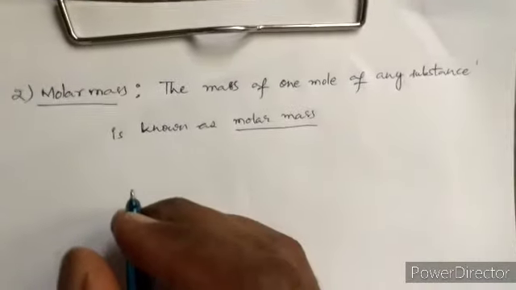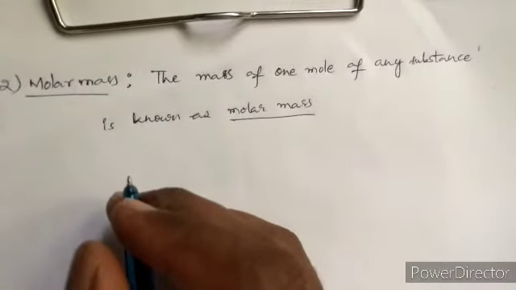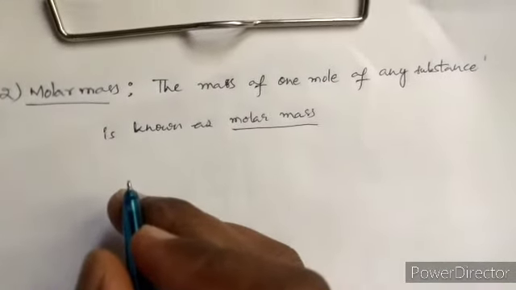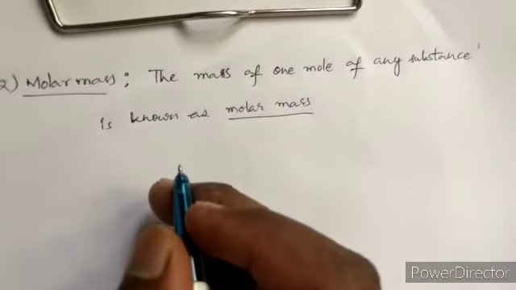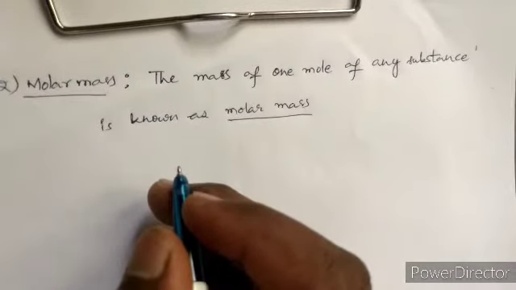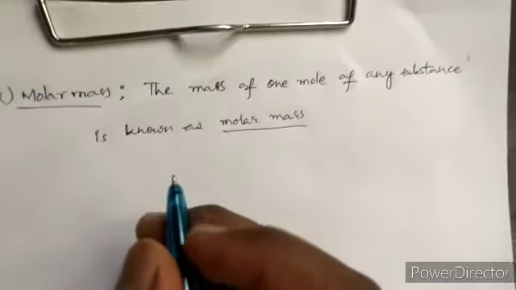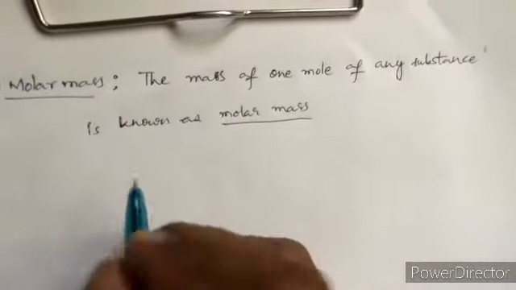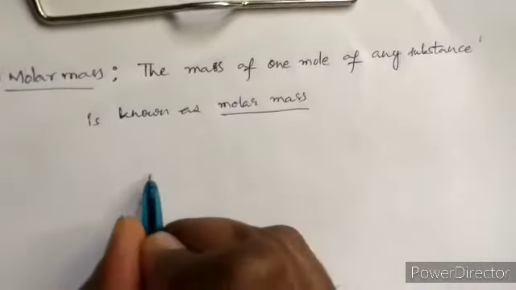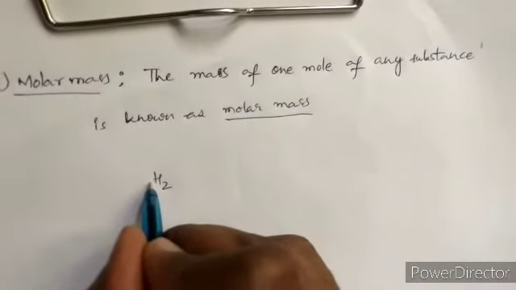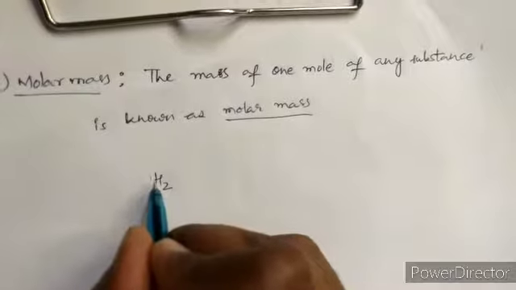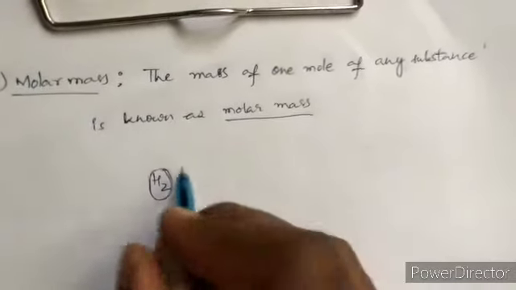Second one, molar mass. The mass of 1 mole of any substance is known as molar mass. For example, hydrogen. How many moles are there? Here coefficient 1 only there, means 1 H2.